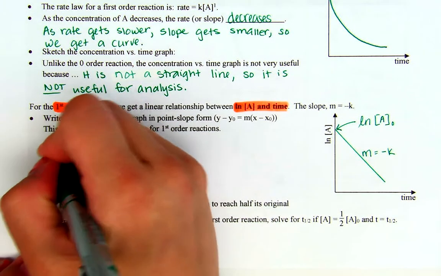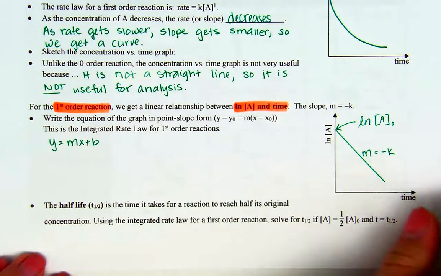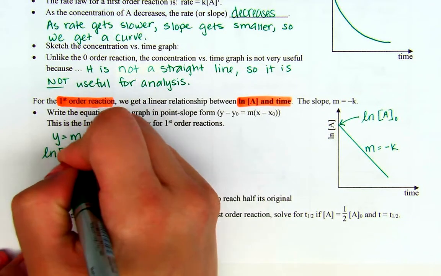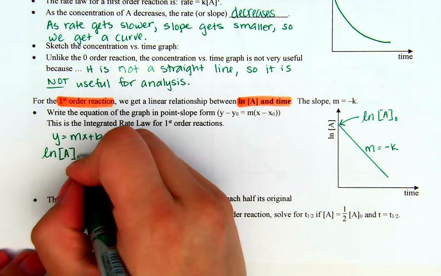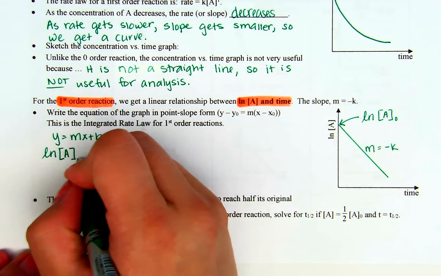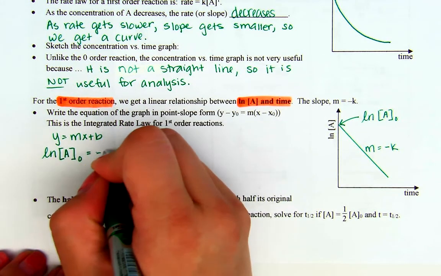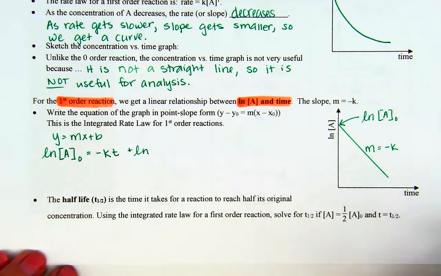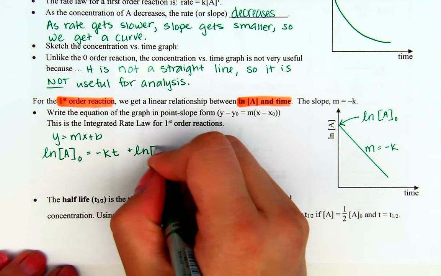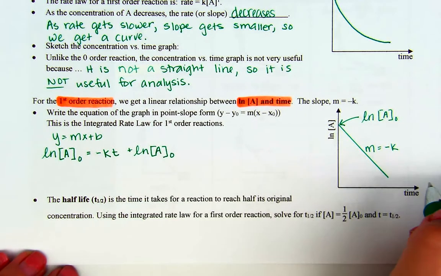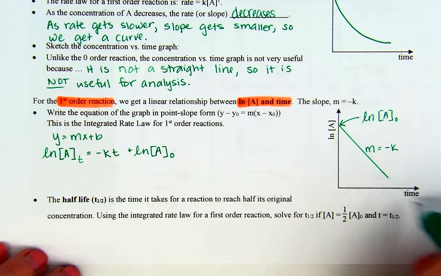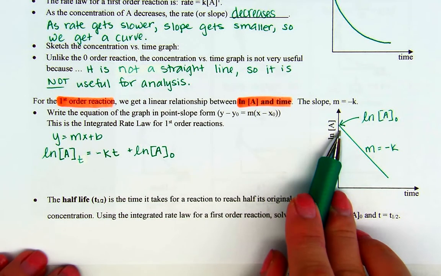Okay, so let's write that. y equals mx plus b. If we were to write this in y equals mx plus b form, we would have ln of A at time t equals negative kt plus ln of the concentration of A at time 0. Oh, actually, I'm sorry, this should have been concentration at time t. So that's at time t, sorry. And then there's your y-intercept right there.